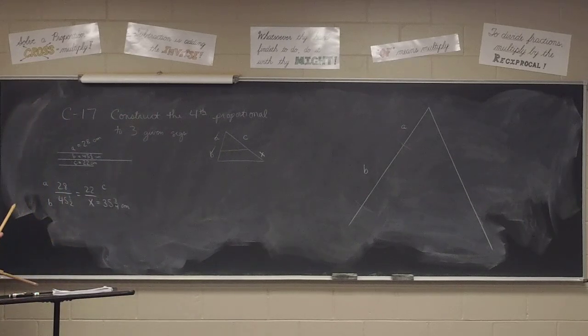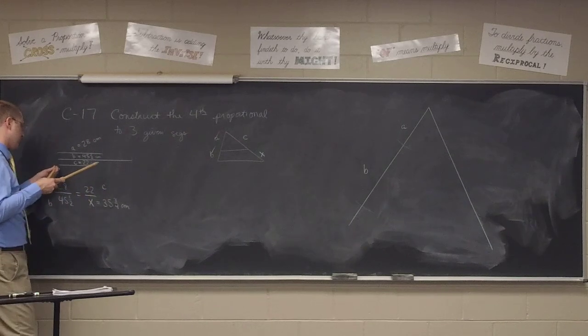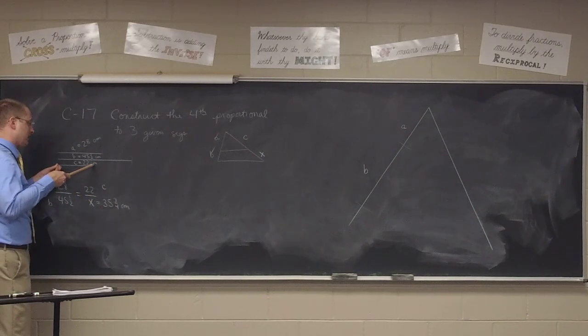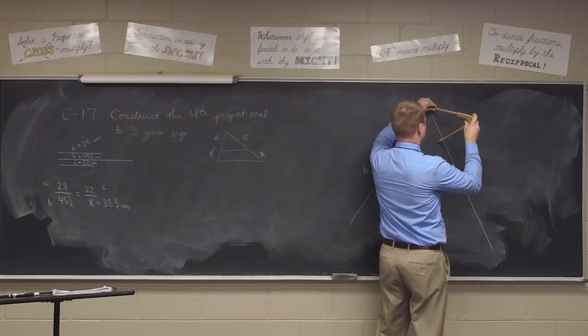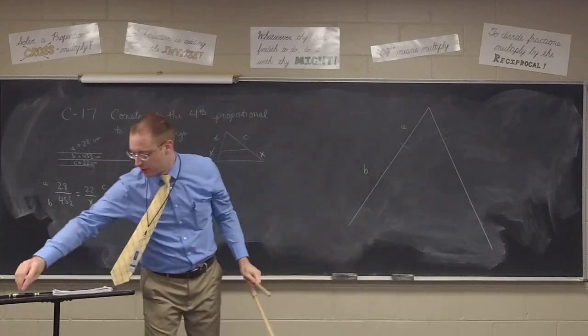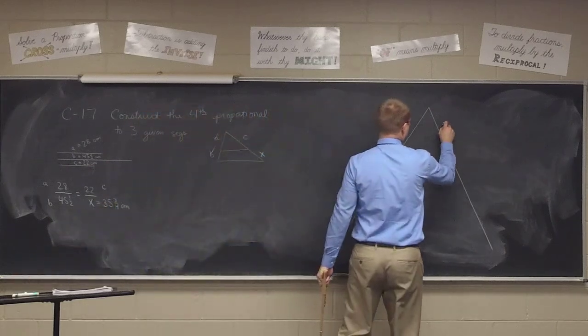Mark off the 3rd segment on the other side. So back to the vertex, just like the sketch would show, and mark off your 3rd segment, C.